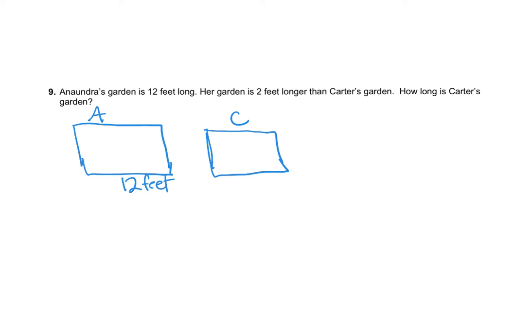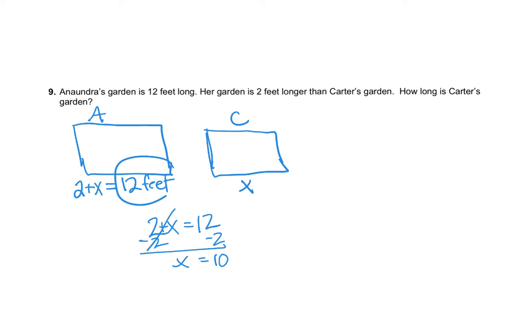And it says that her garden is 2 feet longer than Carter's garden. So if her garden is 12 feet, let's say we do not know what his garden is, the length, but we know that it's 2 feet longer. So if I have 2 plus x is equal to then her garden being 12 feet. So if hers is 2 feet longer, I'm going to then subtract. So we would know that if Anandra's garden is 12 feet and hers was 2 feet longer, that Carter's was then 10 feet.